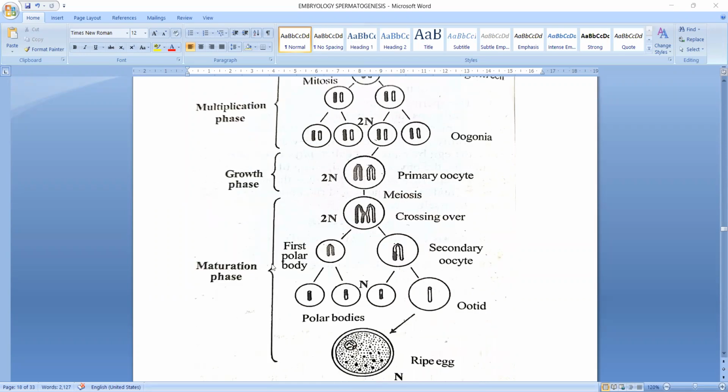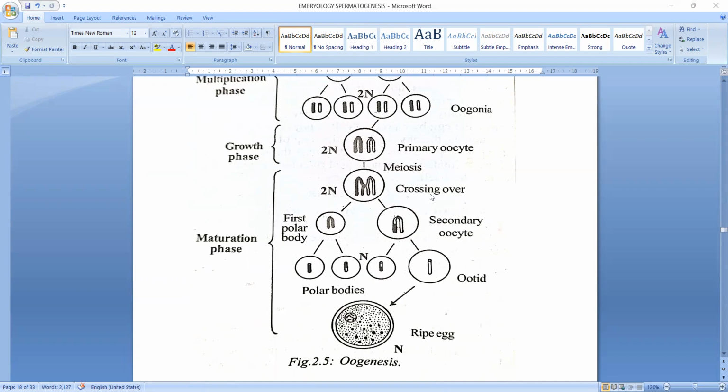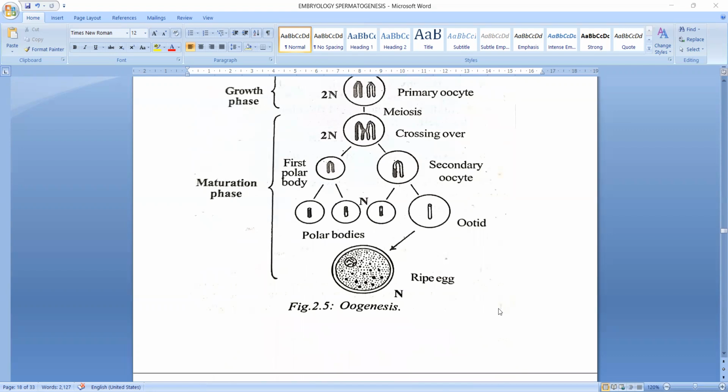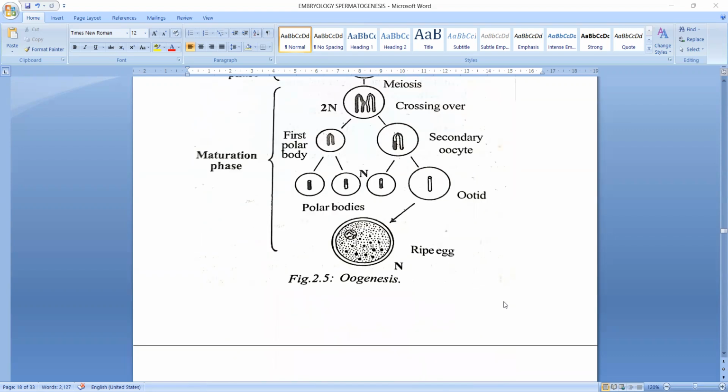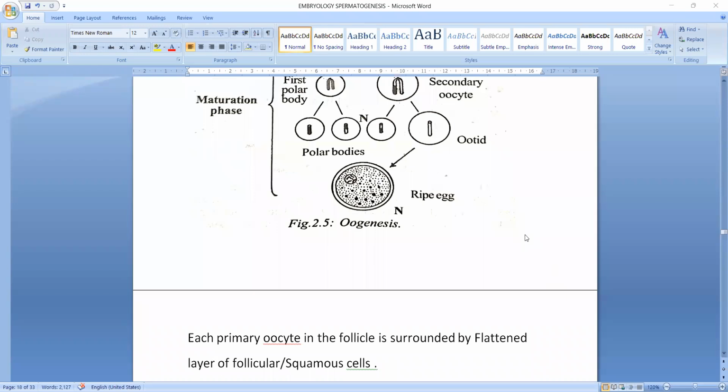So in the maturation phase, the first polar body again divides in the second meiotic division to produce two secondary polar bodies, and the secondary oocyte undergoes the second meiotic division to produce another, second polar body and an ovum. So that is considered the matured egg or ovum. That is the process of oogenesis. But it doesn't end here.